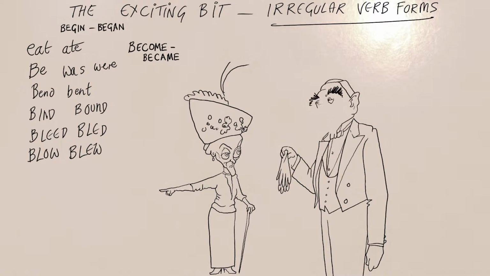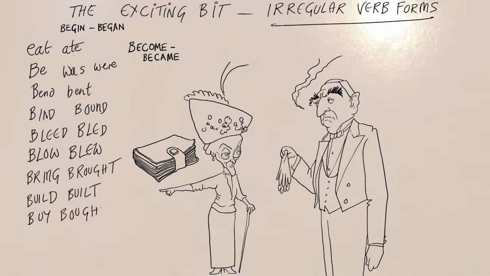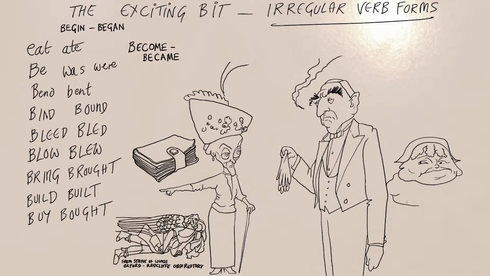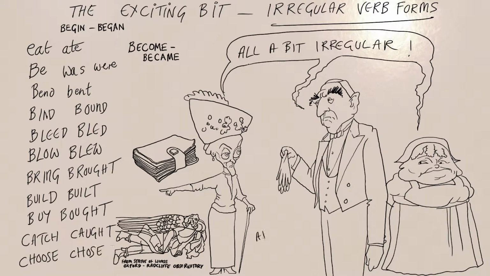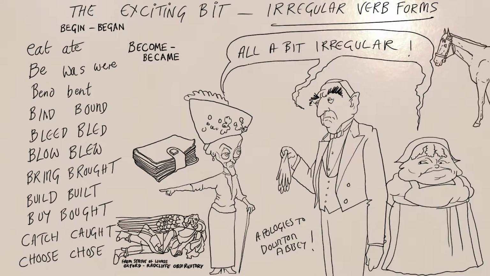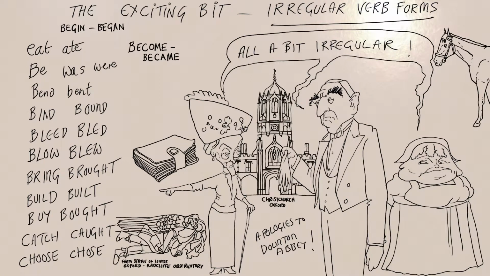Bind, bound, a form of tie. But we can also use the word for books, a leather-bound volume. Bleed, bled. Blow, blew. The wind blew from the north. Remember, the past simple is the narrative tense in books. Breed, bred. I used to live on a farm where they bred horses, a stud farm. Bring, brought. Build, built. They built the cathedral. Buy, bought. This one is really important.